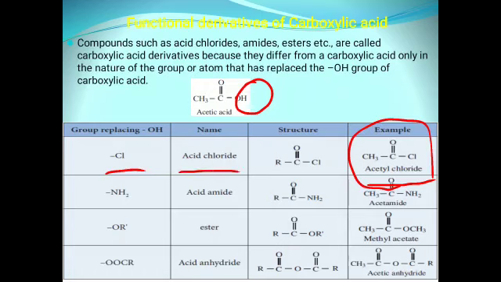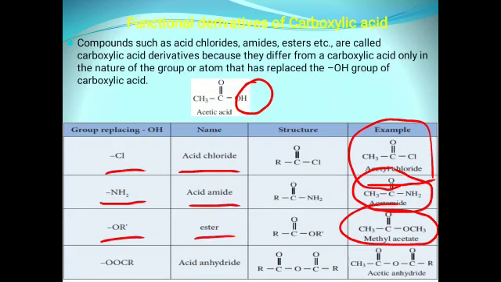Second one, instead of the same OH, if I substitute NH2, the compound will become CH3CONH2. The particular compound is called acetamide. The general class for acetamide is acid amide. Similarly, instead of the OH group of acetic acid, if I substitute OR, that is an alkoxy group, then the compound will be CH3C double bond O, OCH3. This is nothing but methyl acetate. Methyl acetate belongs to the ester group.